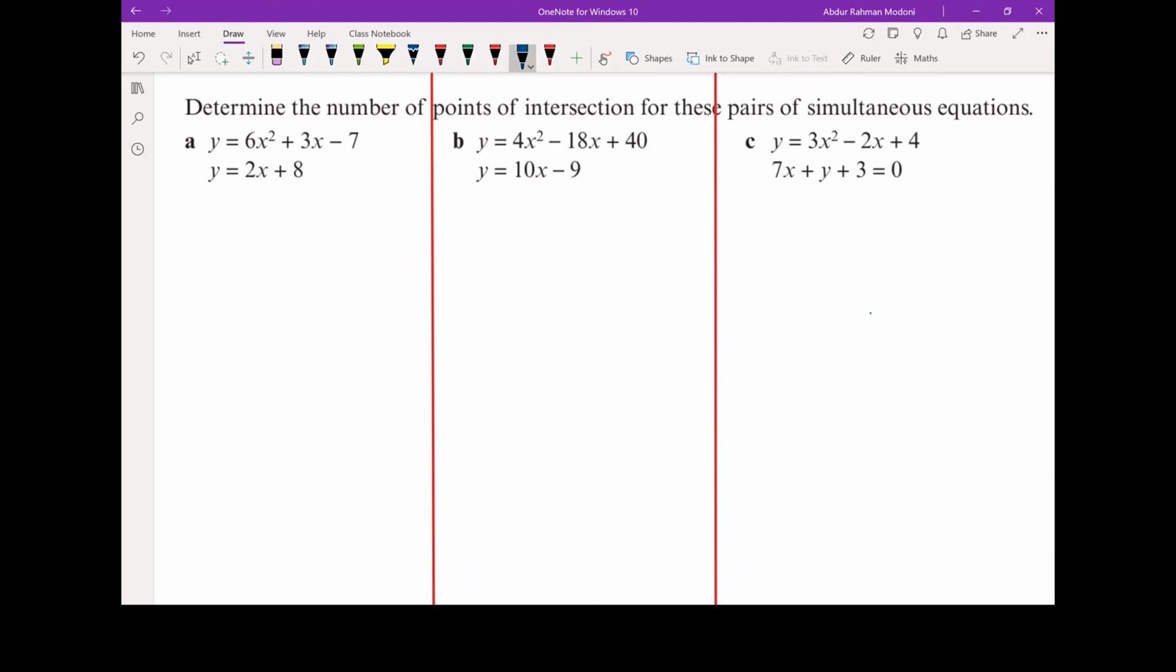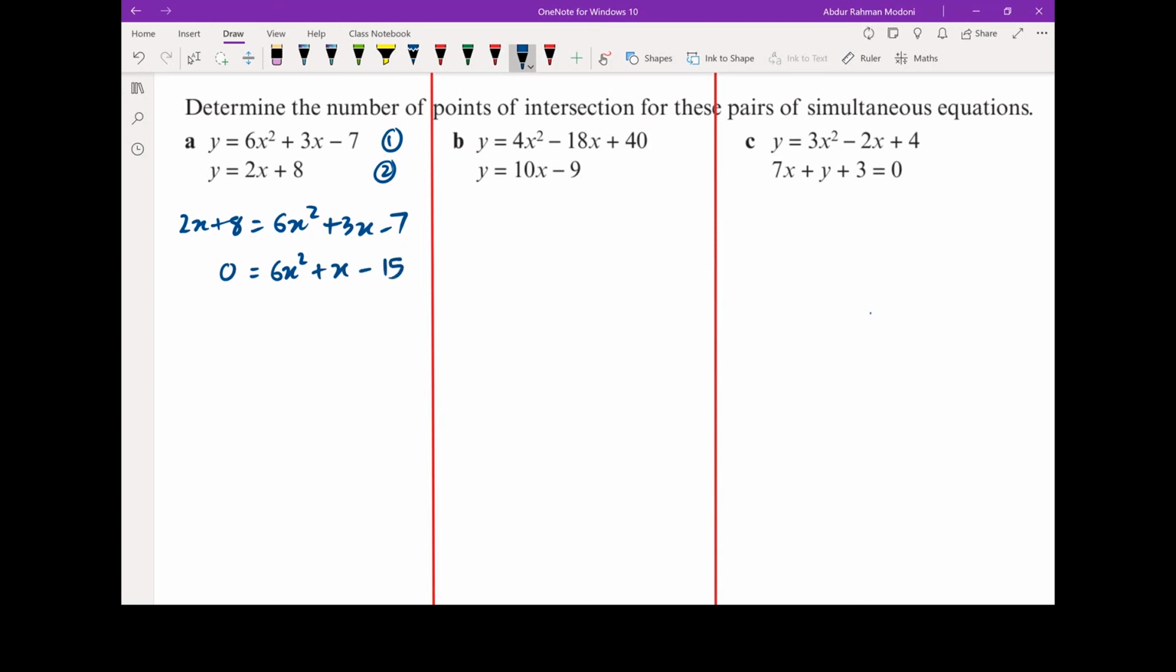And the process is, first of all, you start by doing what you would normally do to solve simultaneous equations. Substitute one into the other. So I'll substitute equation number 2 into equation number 1. So I end up with 2x plus 8 is equal to 6x squared plus 3x minus 7. Let's get it into the form of ax squared plus bx plus c equal to 0. So if I minus 2x and minus 8 from both sides, I will end up with 6x squared plus x minus 15 equals 0.